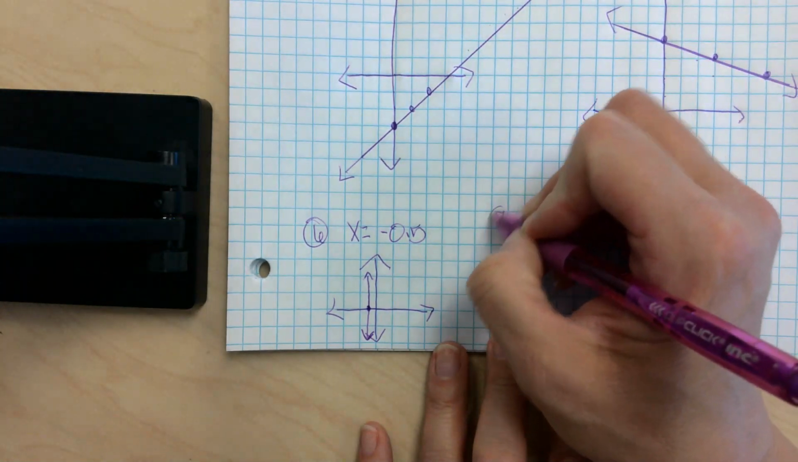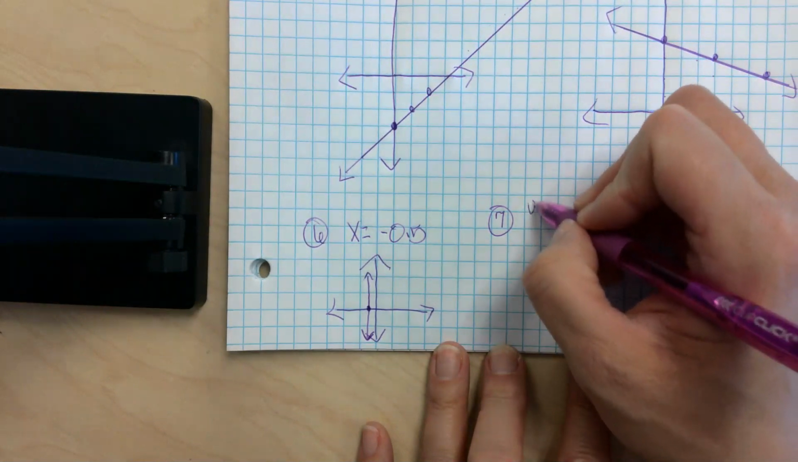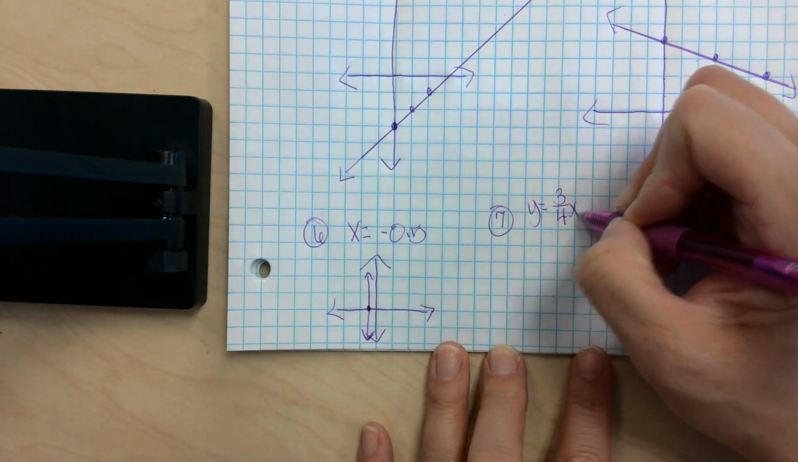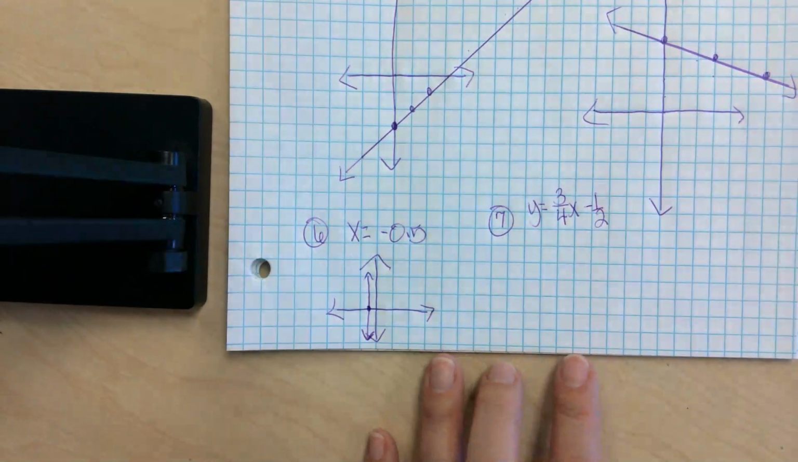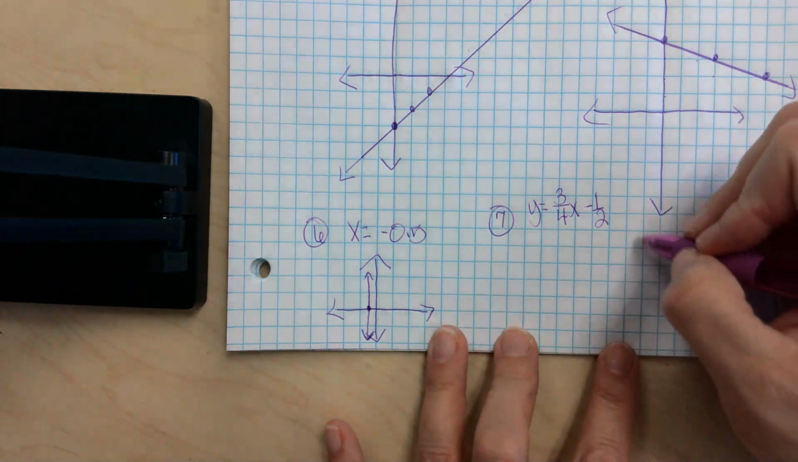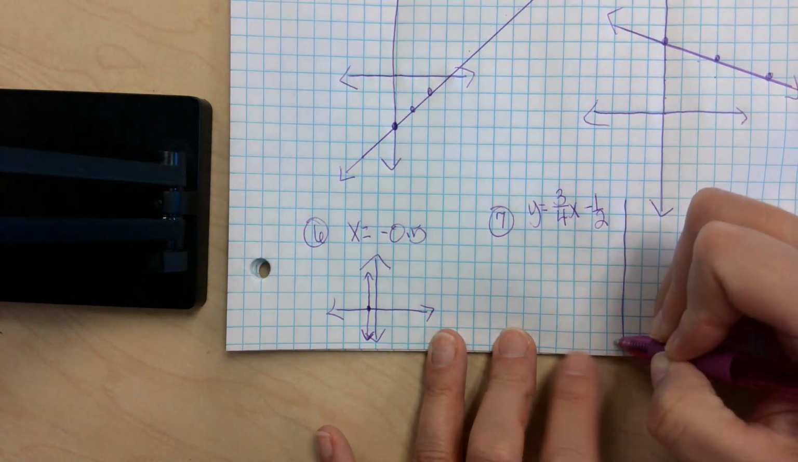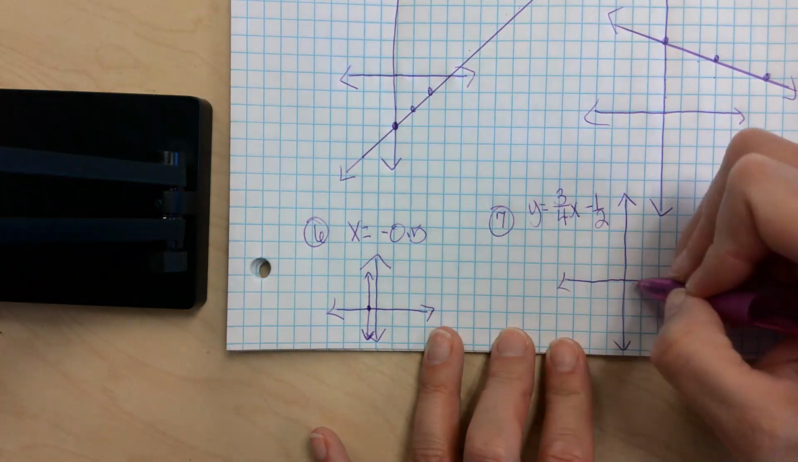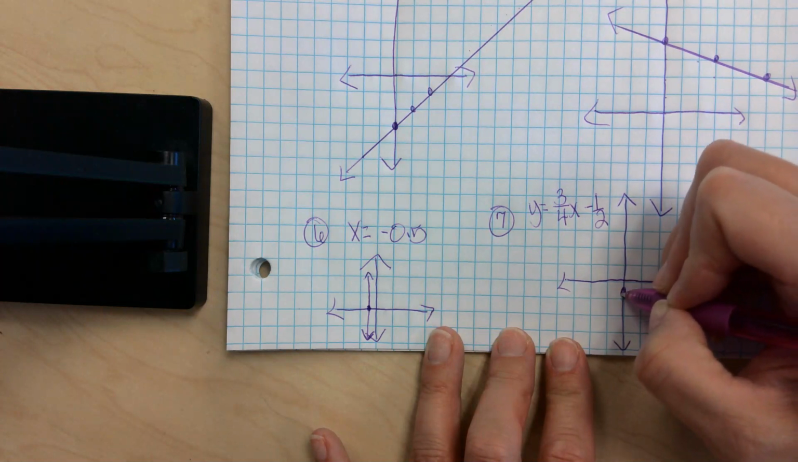Number 7. Y equals 3/4 x minus 1/2. Now, what is the one weird thing about starting at minus 1/2? Okay, it's going to be in between. So let's look at this. So I'm going to start at minus 1/2. So I'm going to start right here.